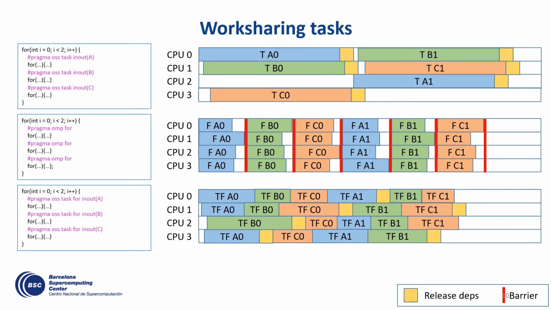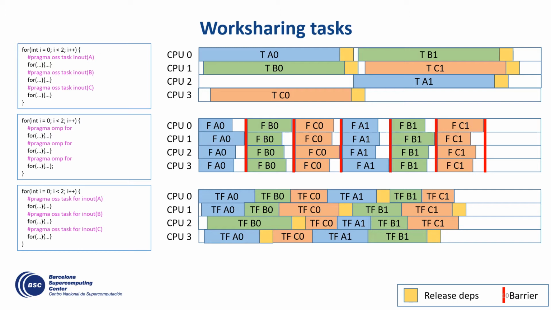Work-sharing tasks are a special kind of tasks that can be run by several cores concurrently using work-sharing techniques. It can only be used in for loops where the iteration space is partitioned into chunks that are later distributed among threads. It behaves like a regular task in every other aspect. In the slide, we have a sample code parallelized using regular tasks in the top, using OpenMP work-sharings in the center, and using work-sharing tasks in the bottom.